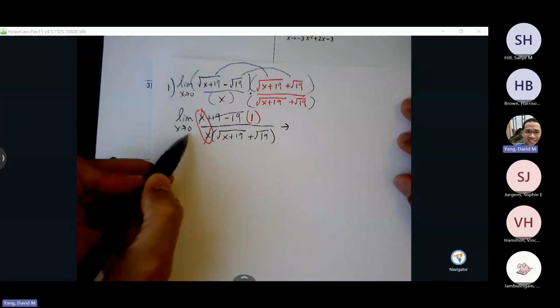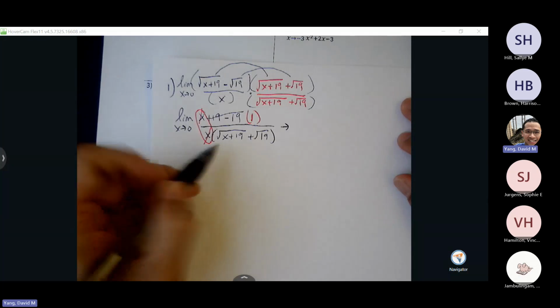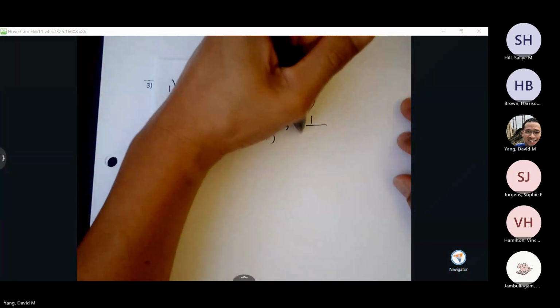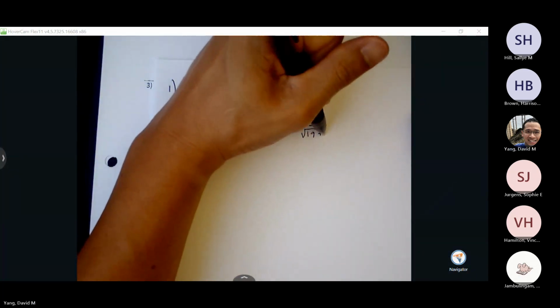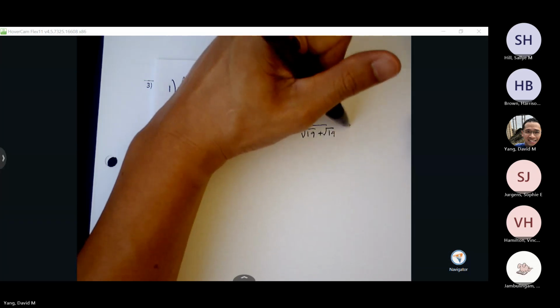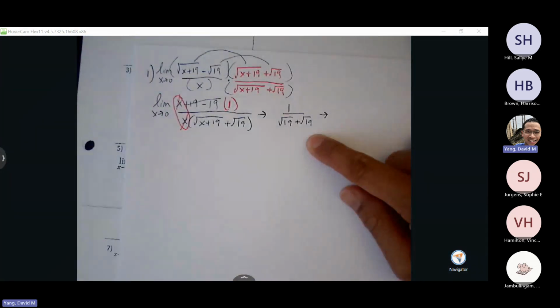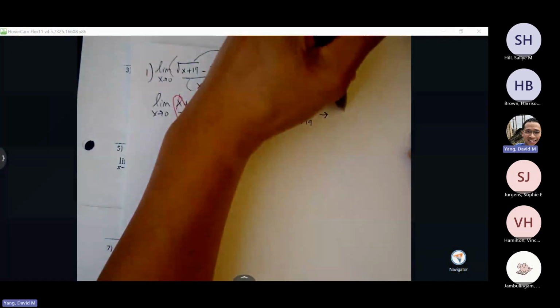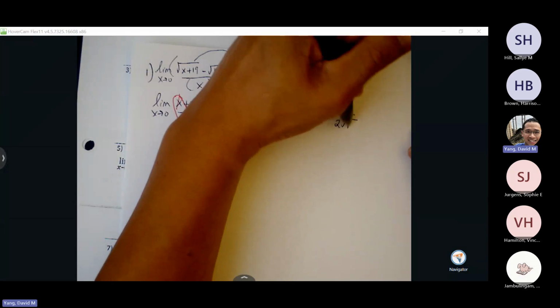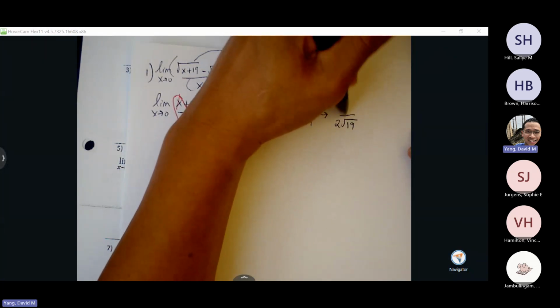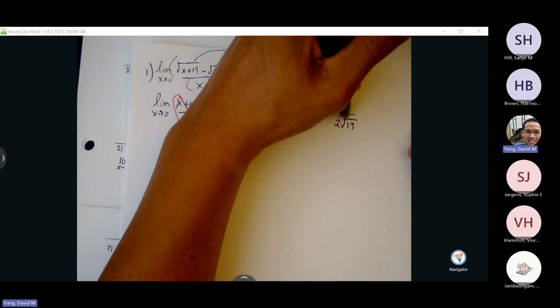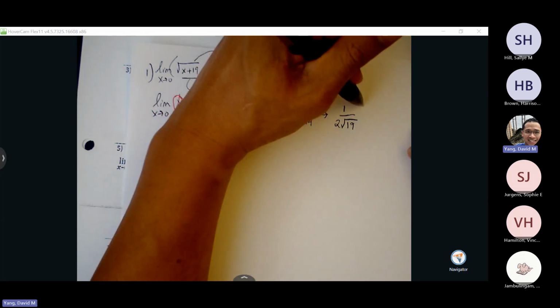Direct substitution again, replacing the x with 0. One root 19 plus 1 root 19 will be 2 root 19. It's okay to leave radicals in the denominator. You don't have to rationalize your answer.